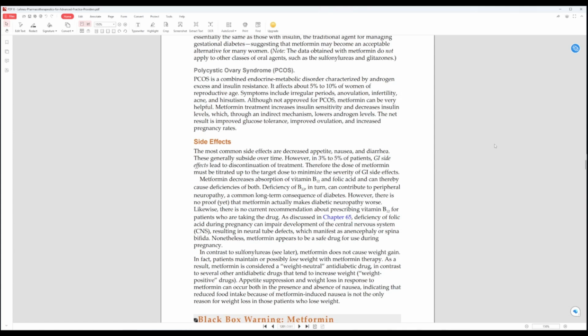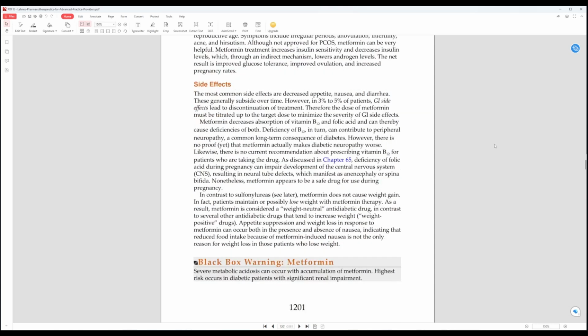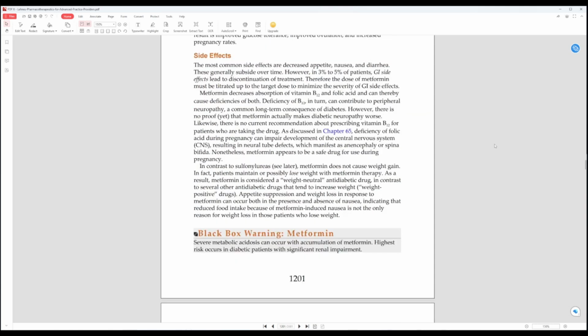Metformin treatment increases insulin sensitivity and decreases insulin levels, which, through an indirect mechanism, lowers androgen levels. The net result is improved glucose tolerance, improved ovulation, and increased pregnancy rates. Its side effects, therefore: the most common side effects are decreased appetite, nausea, and diarrhea. These generally subside over time.